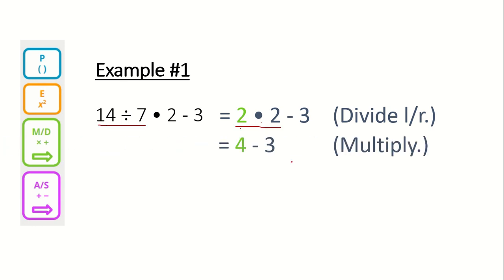And then finally, there's no more multiplication or division. You can now proceed to the last step, addition or subtraction. 4 minus 3 is 1. So the answer is 1.